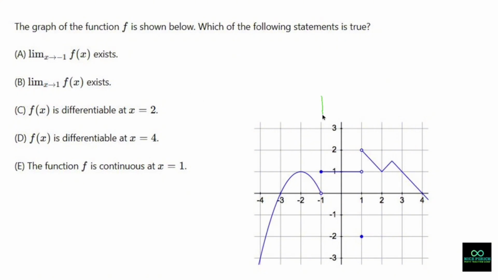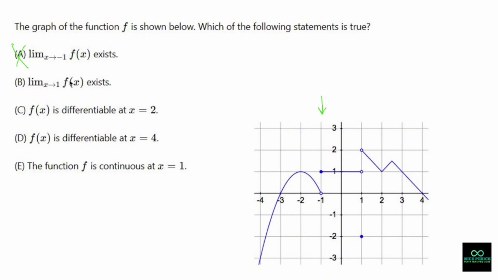So here's negative 1. In order for the limit to exist at a number, the left-handed limit and the right-handed limit have to be the same. This is not the case. The left-handed limit approaches 0, the right-handed limit approaches 1, which means the limit as x approaches negative 1 does not exist. The answer is not A.